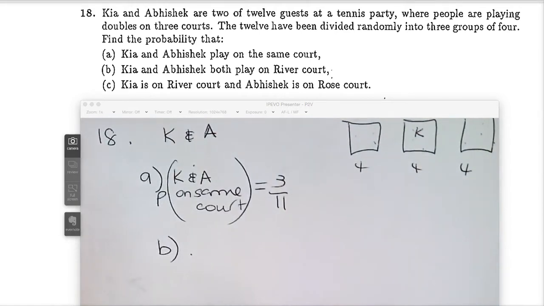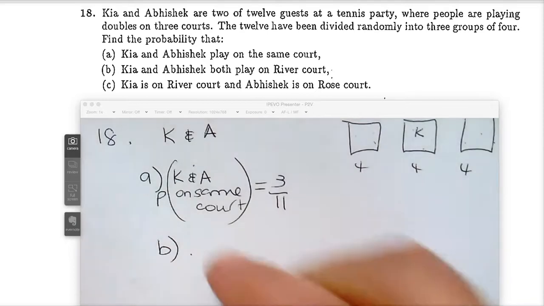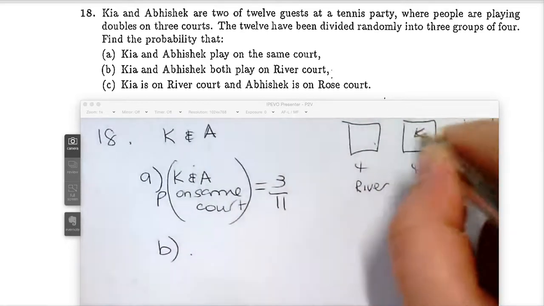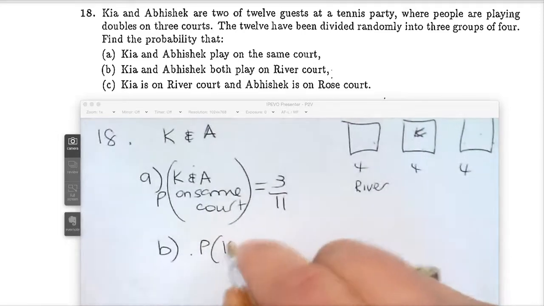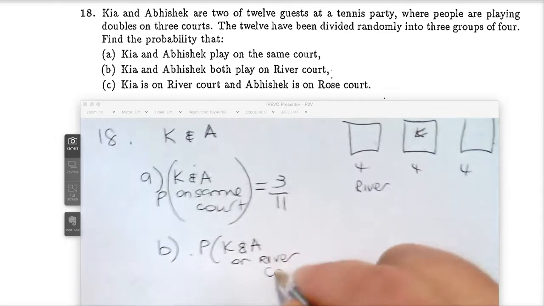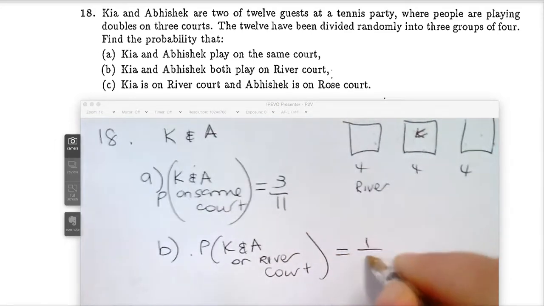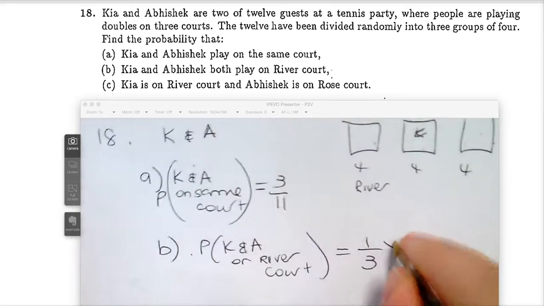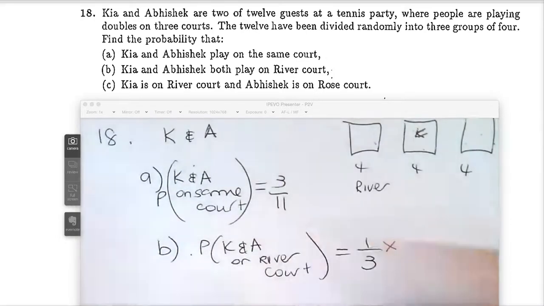K and A both play on River Court. Now that's a specific court. So what's the chance? Let's call this one River. It doesn't matter. Well, girls, isn't it? K and A on River. So girls, first we've got to choose the court. 1/3 of a chance that the first person will even be there. Times, I think it's times 3 on 11 that they're together. It's 1 out of 11?